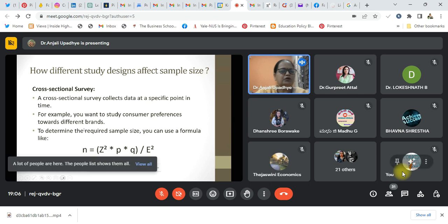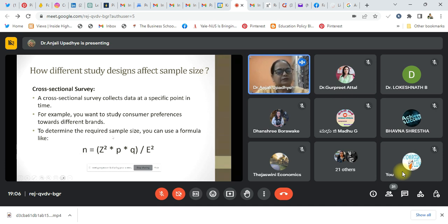It is a very simple formula. It is n is equal to z square pq upon d square. With a pilot study, I will find the consumer preferences as a proportion P for the different brands. Therefore, here the proportion is taken as P and we will calculate the sample size over here. This is one example.